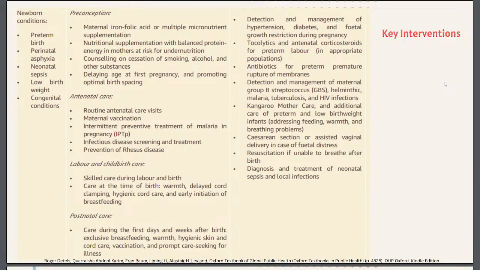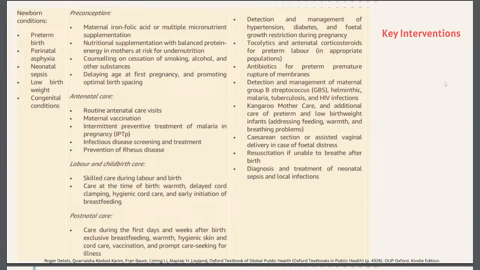Then, delayed age at first pregnancy and promoting optimal birth spacing. Obviously, having frequent childbirths again and again does not give the mother's body time to recuperate and pass on good nutrition to the baby. That is why these are the interventions that have to be dealt with even before pregnancy.